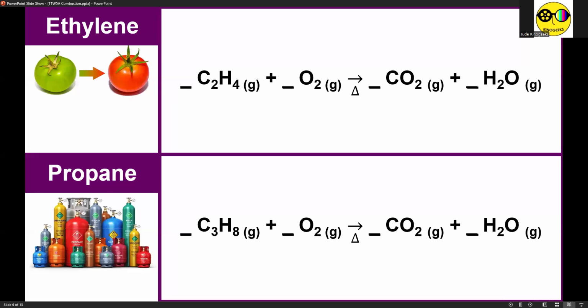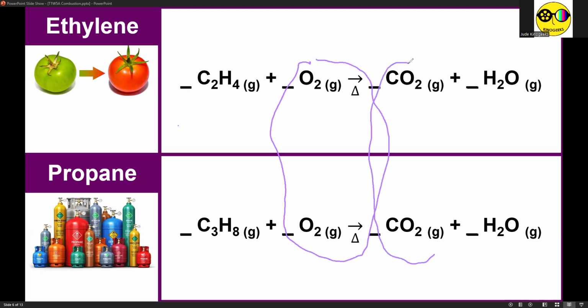Okay, this one. So we have ethylene, which is smelled when fruit is ripened, and propane, which is also used for liquefied petroleum gases. Let's start with ethylene first. Notice that combustion equations must satisfy four criteria aside from the fact that you are using hydrocarbons. First, the presence of burning oxygen. Second, the presence of a hydrocarbon burning in oxygen. Third, it must produce carbon dioxide gas. And fourth, it must produce water vapor or gaseous water.